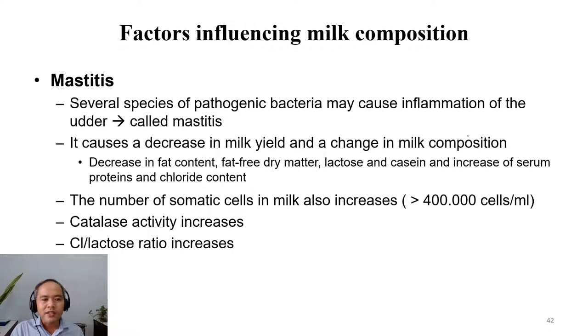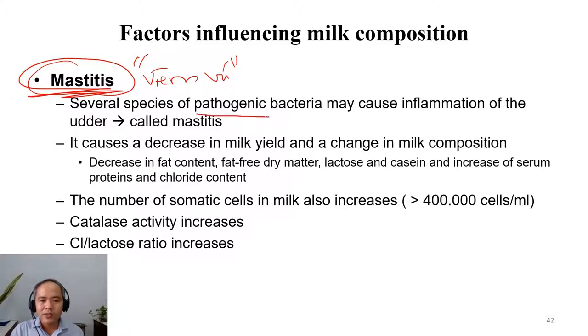The other factor which influences milk composition and occurs quite often is mastitis. Mastitis in Vietnamese means bệnh viêm vú của bò. It is an infection of the mammary gland because of pathogenic bacteria, and it influences the yield of the milk, but also the composition of the milk.